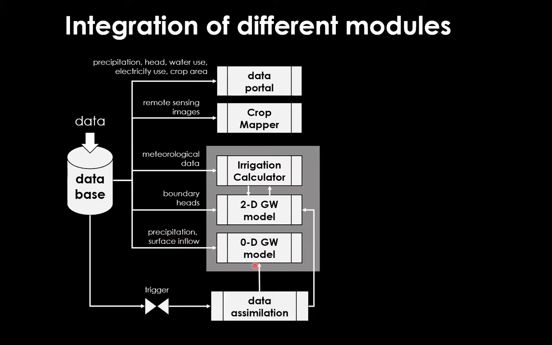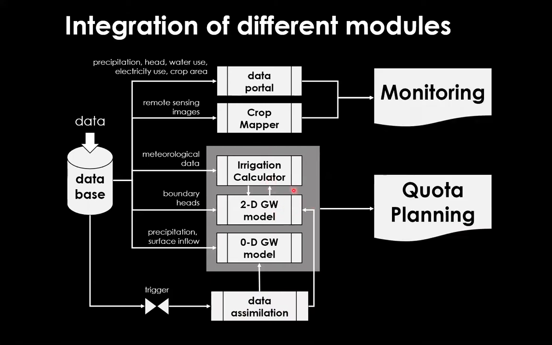And also we have some automatic processes running in the background, such as this data assimilation procedure. Whenever new data comes in, this data assimilation procedure will be triggered periodically in order to keep our groundwater model up to date. And in summary, part of these modules serve the purpose of quota planning, and part of the modules are used for monitoring.